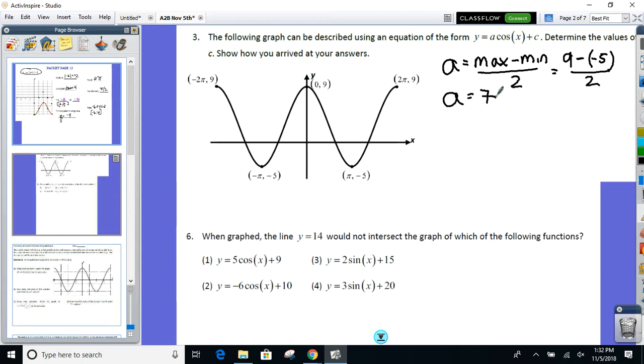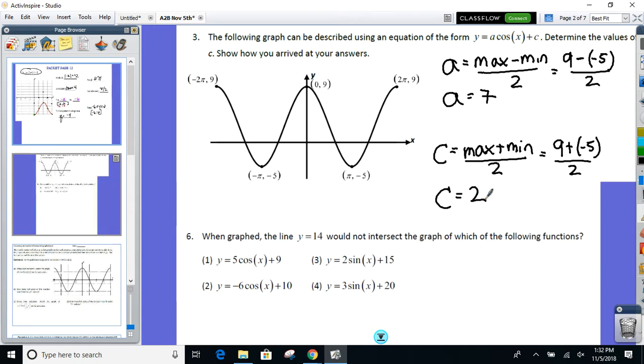And then how do you find the shift? Very similar formula, but instead of subtracting the max and the min, I'm going to add the 2 together. So now 9 plus -5 divided by 2. How many units did I shift this? What's that? 4 divided by 2? 2 units. I shifted it 2 units.